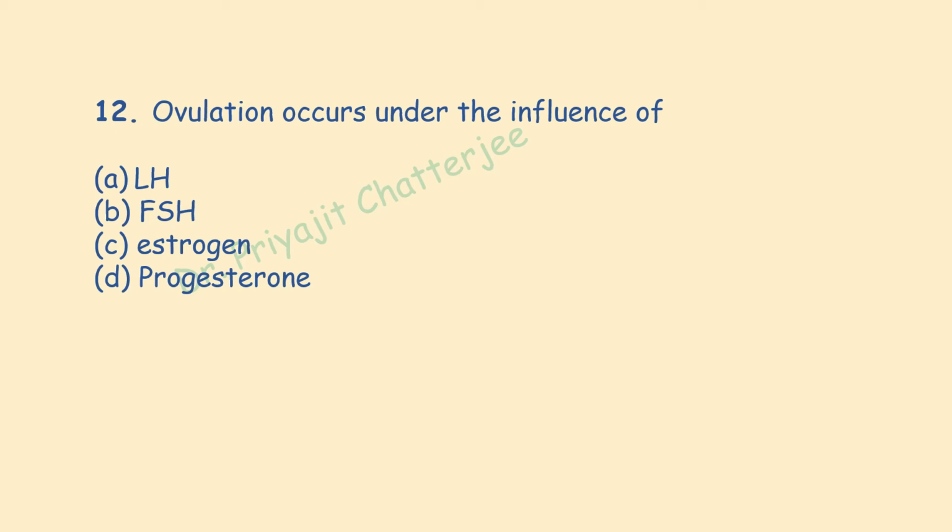The ovulation or the ovulatory phase is followed by the luteal phase, during which the remaining parts of the Graafian follicle transform as the corpus luteum. So here the correct answer will be LH or luteinizing hormone, that is option A. So ovulation occurs under the influence of luteinizing hormone. Now we'll go for the next question.